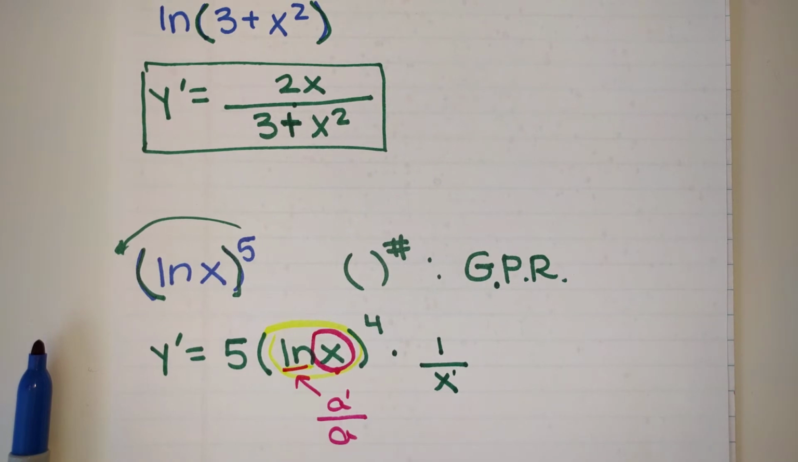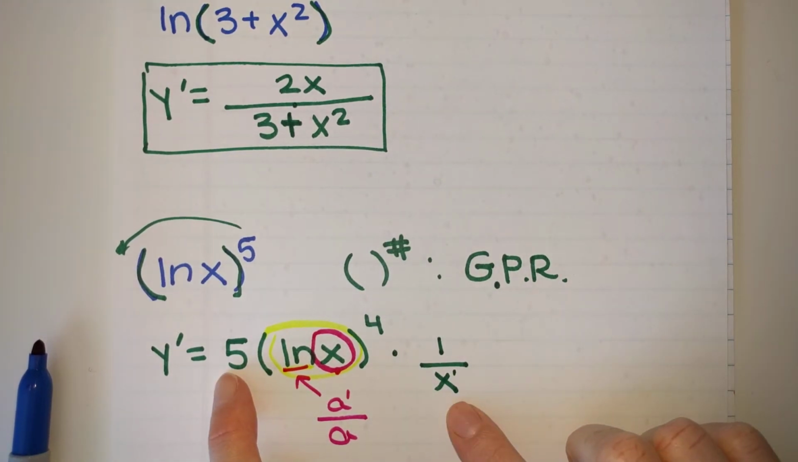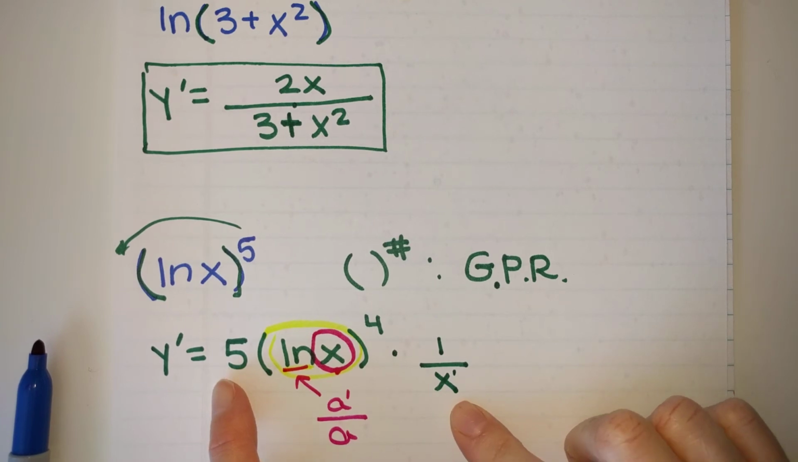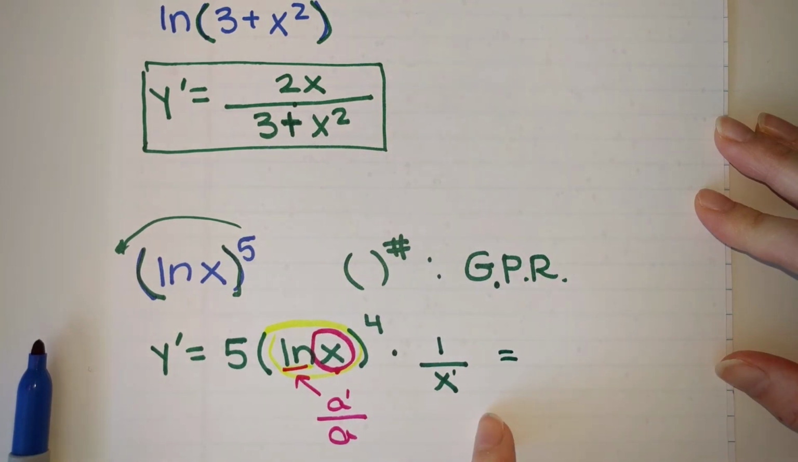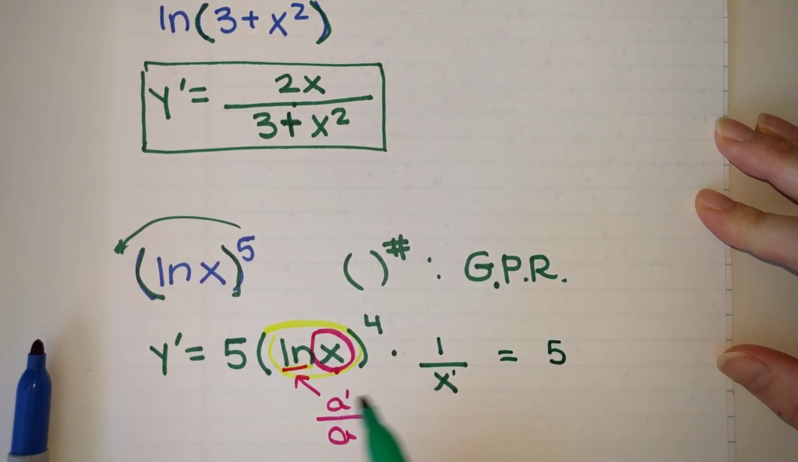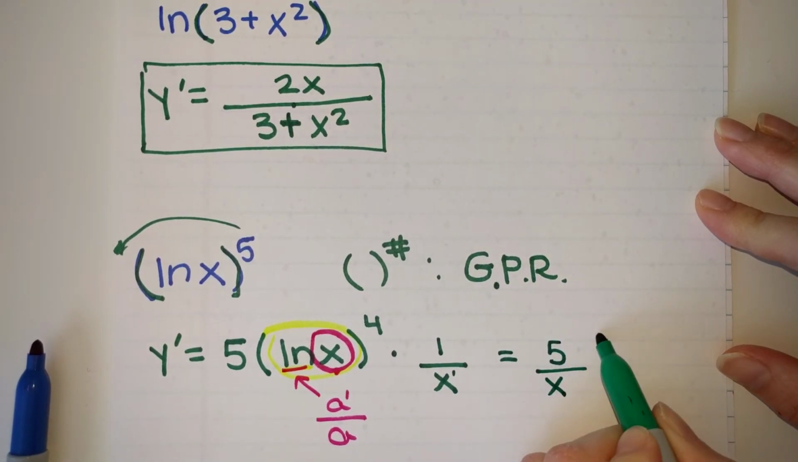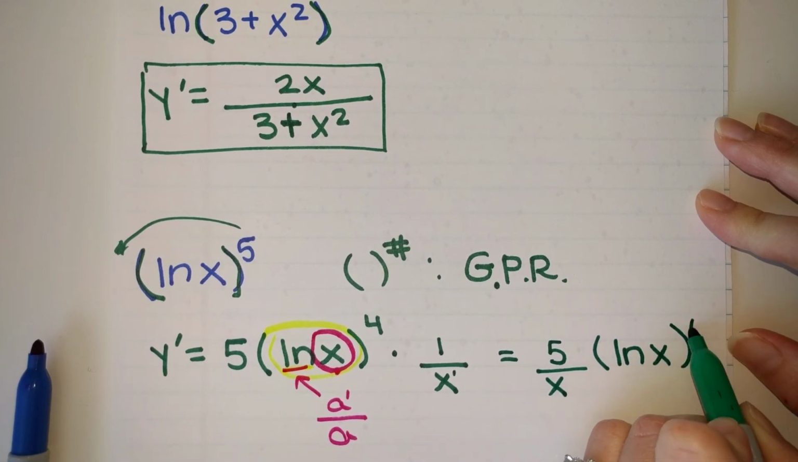Now, just like with our general power rule that we did before, usually something in the front and something after the parentheses can combine. So you could leave your answer like this, or you could combine the front and the end together. So that would give you 5 over x, and then the natural log of x to the 4th power.